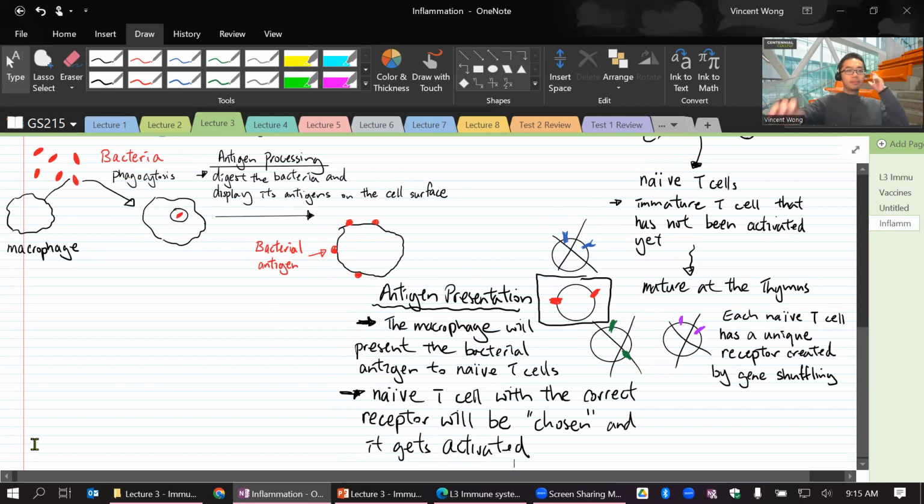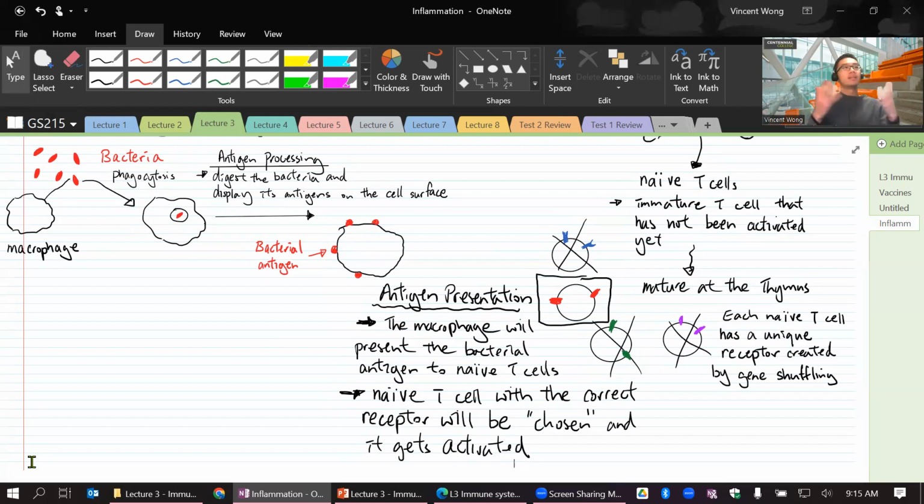Professor? Yeah, go ahead. These naive T cells with the receptor, they are not antibodies? They're not antibodies. Yeah, they are just receptors, like a protein receptor.